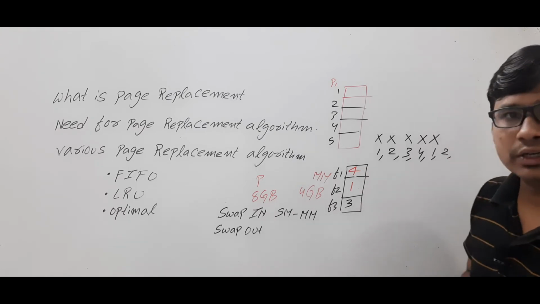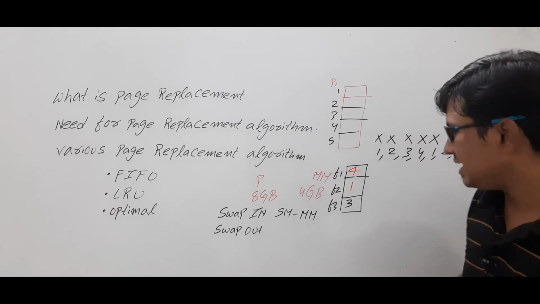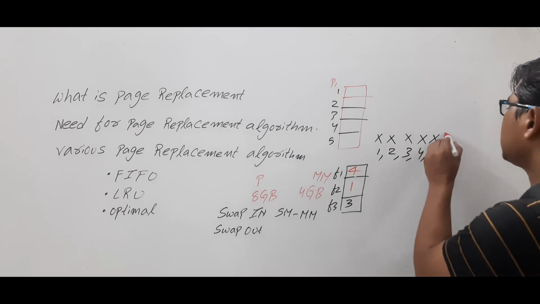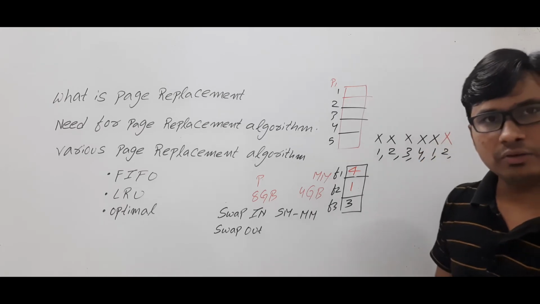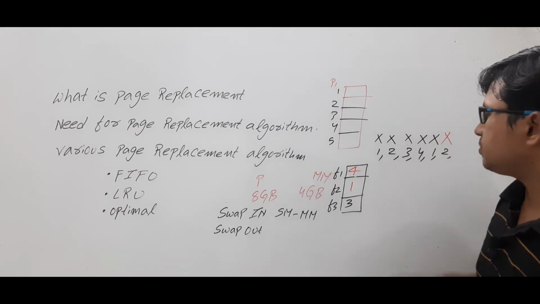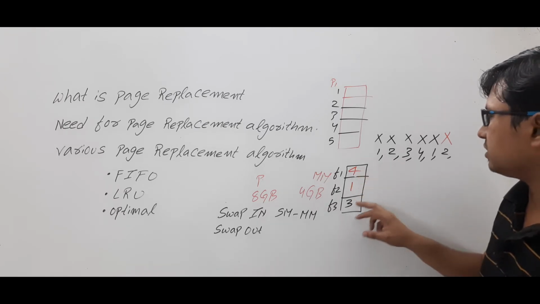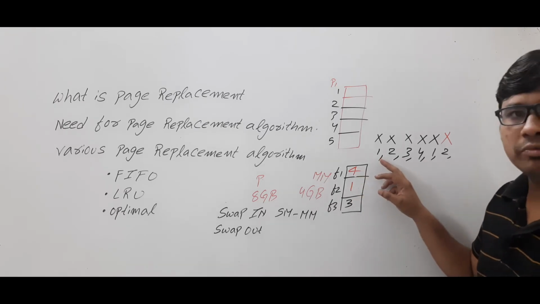Now the CPU is trying to access page number 2. Is page number 2 available in the main memory? No. Again it is a page fault. Are you able to understand it or not? So which page do you have to remove? Page number 3. Among page number 4, 1, 3, look here, a lot of people will get confused.